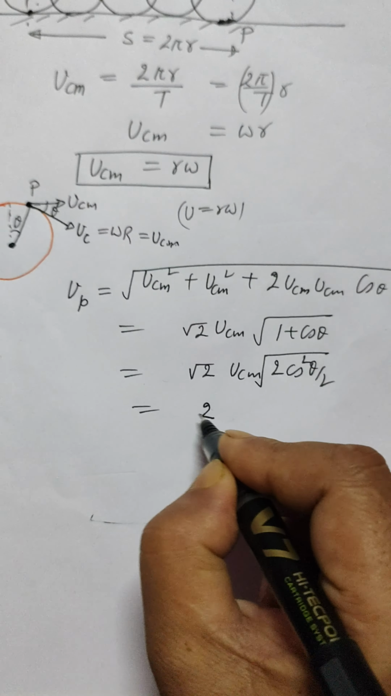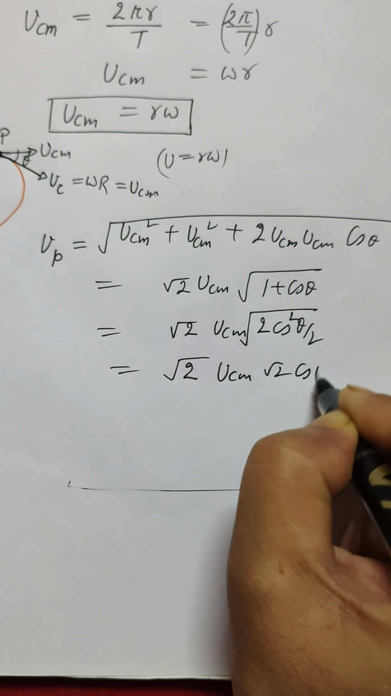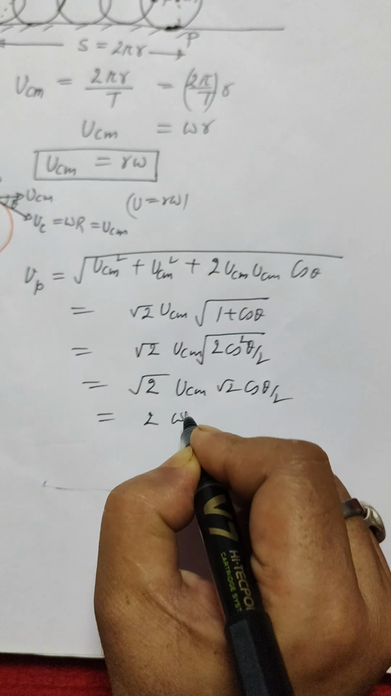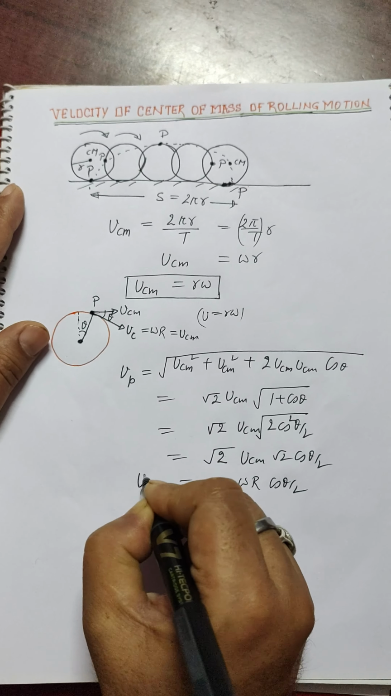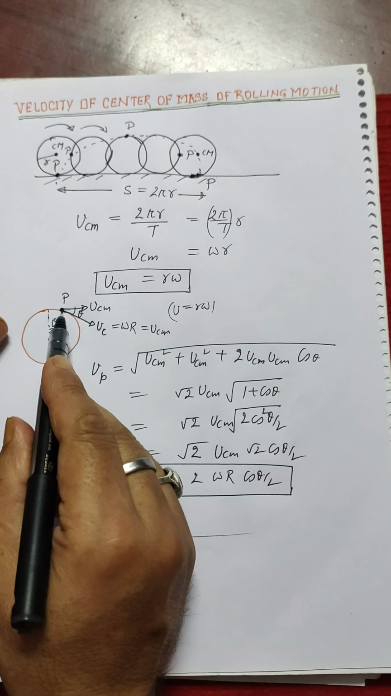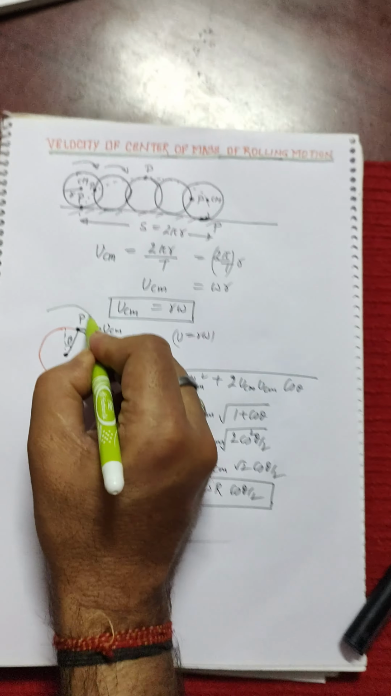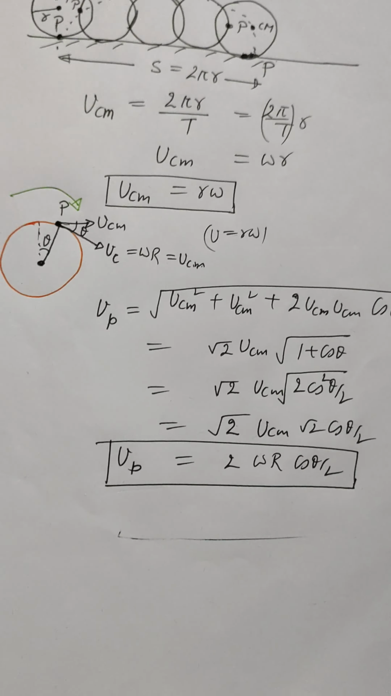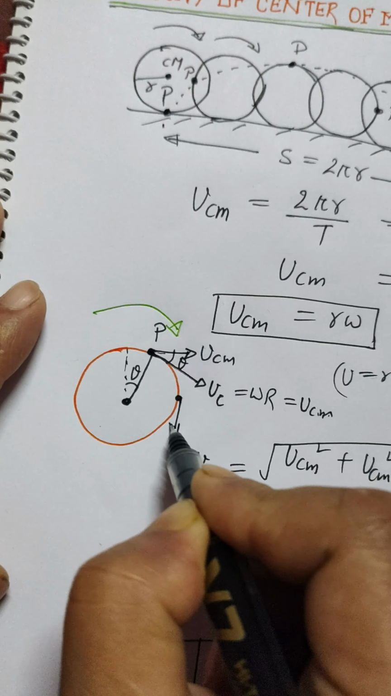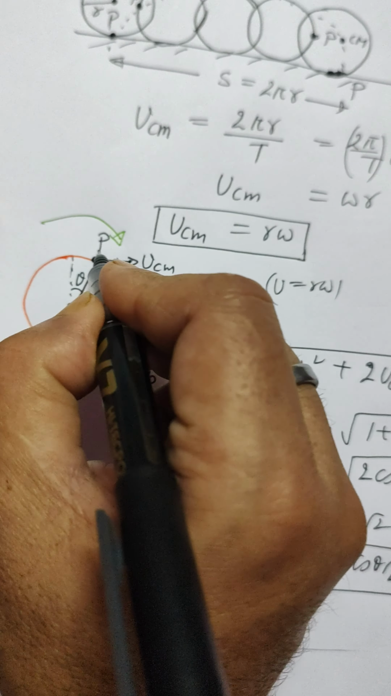2 VCM cos theta by 2. The value of VCM is omega r, so it is 2 omega r cos theta by 2. So this is the way to find the velocity of any point on the circumference of a rolling body. The body is rolling in this direction, let us say, so you can calculate for any point. Let us say an example: what is the velocity here? If the body is rolling, the velocity at this point, let us say this is point B.